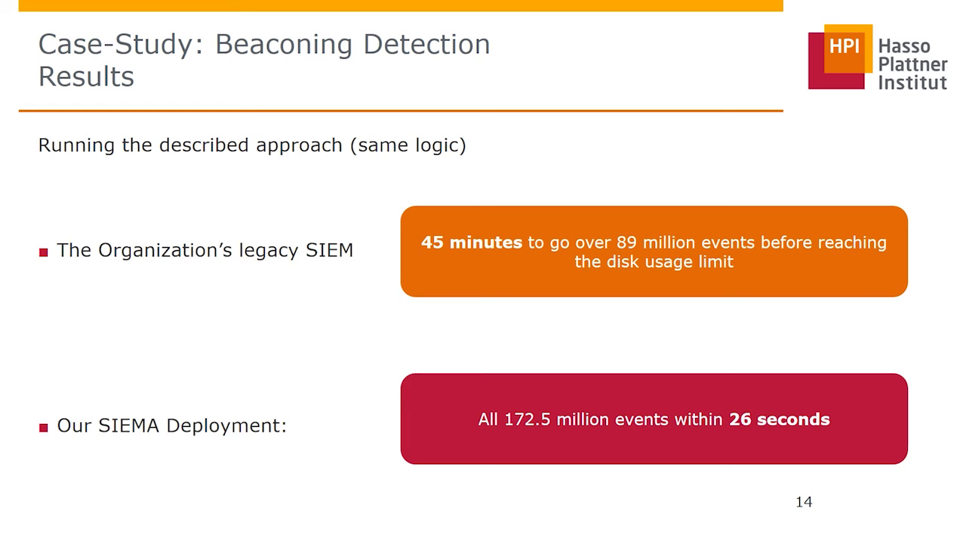So we used the same logic described in the previous slide for the beacon detection. We implemented it on their legacy SIEM, and we implemented it on our extension, hence Databricks. So one running on Spark, one running on the legacy SIEM. It took 45 minutes on the legacy SIEM to go over 89 million events before reaching its disk limits, hence failing, whereas it took 26 seconds to go through all events.